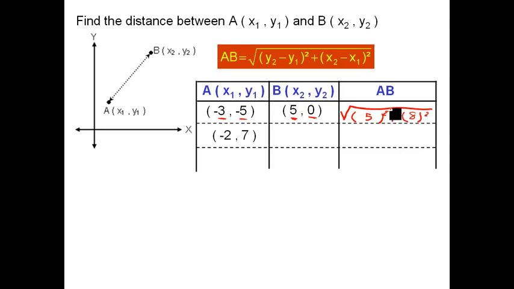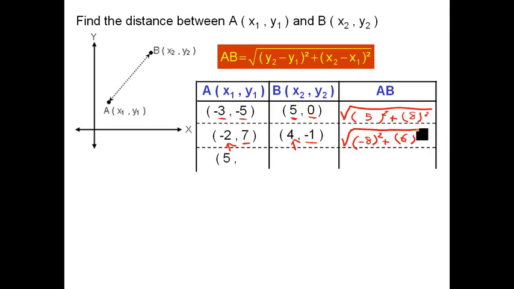Another question. This is A and this is B. Okay, let me see what you're gonna do. Yes, negative 1 minus 7. Use your calculator, please. Excellent. It's negative 8 to the power of 2, plus, okay, 4 minus negative 2, which is 6 to the power of 2. Now use your calculator to find the distance.